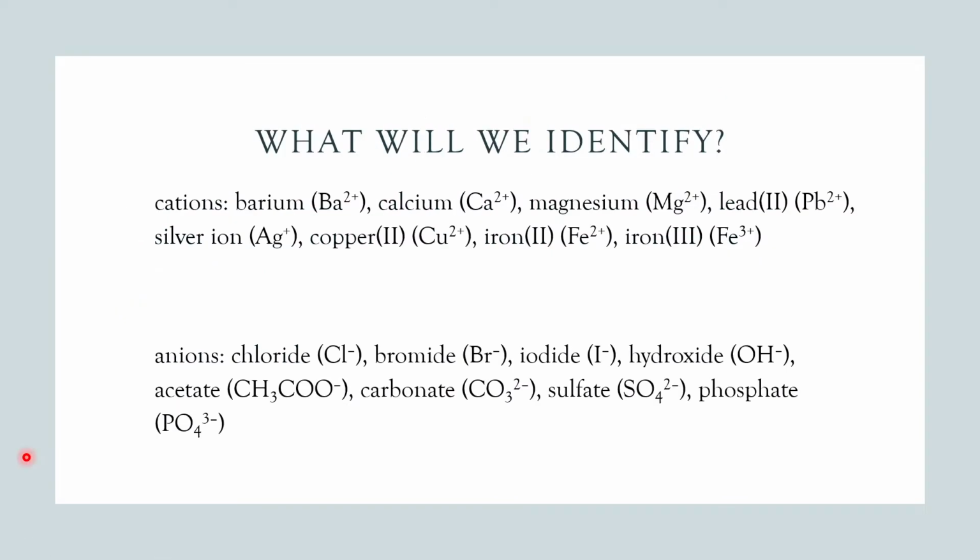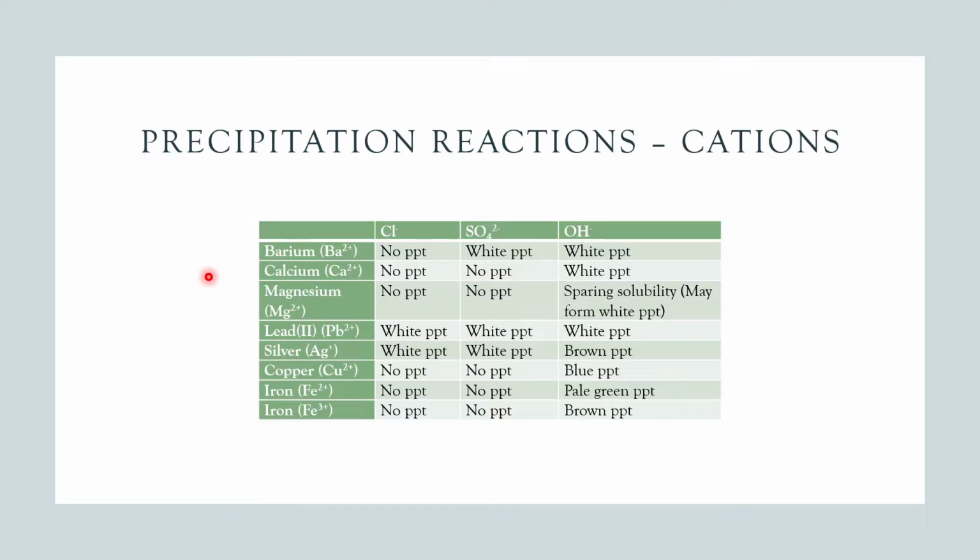So in these activities that we're doing around chemical monitoring and testing for ions, we're going to be identifying a certain set of cations and a certain set of anions. They're listed there. When looking at the cations that we're testing for, we can use a table like this, which has been constructed based on the idea of solubility, so precipitate versus no precipitate, but also has data which relates to the color of precipitate that's formed when these cations react with a certain set of anions.